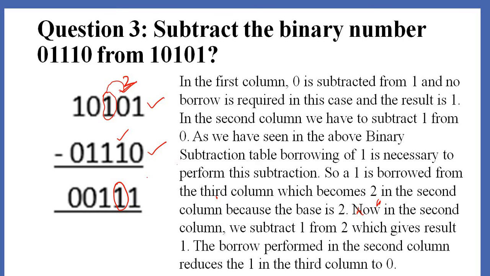I am repeating it one more time. In this step, 0 is the upper value and 1 is the lower value, that means the upper value is less than the lower value, so we have to borrow 1 from the next left column. That is why we borrow 1 from the third column, and this 1 becomes 2 in the second column, and 2 minus 1 is 1, that gives the result 1.